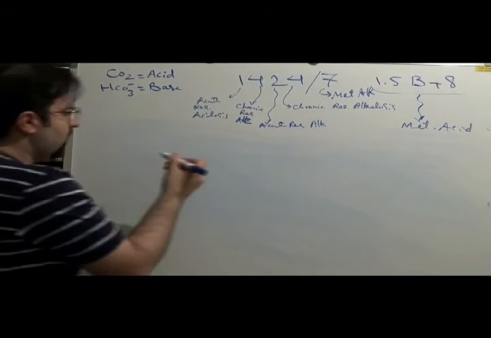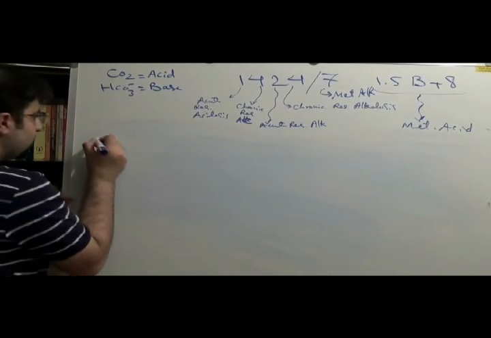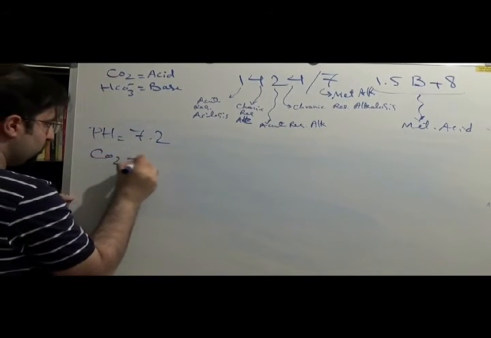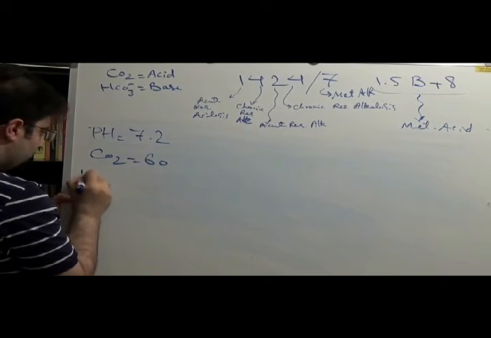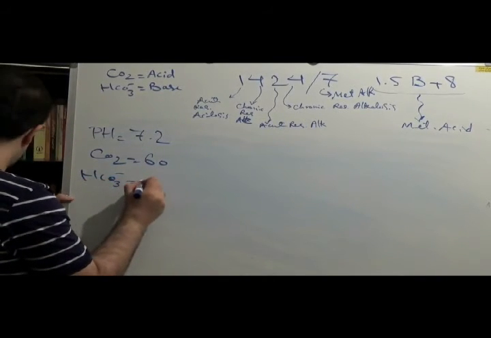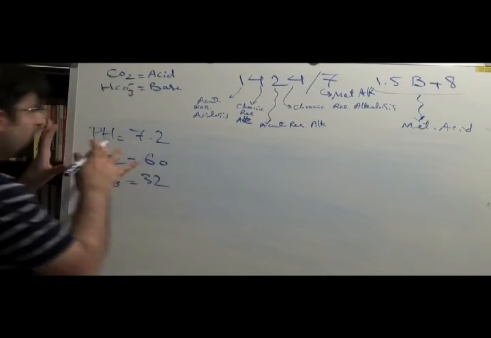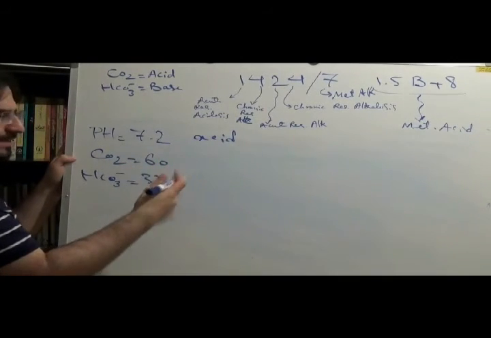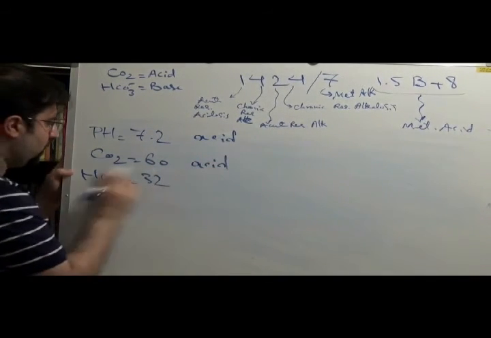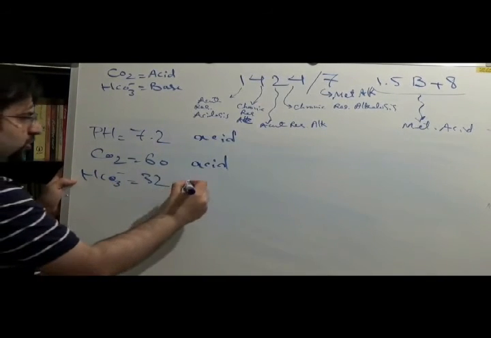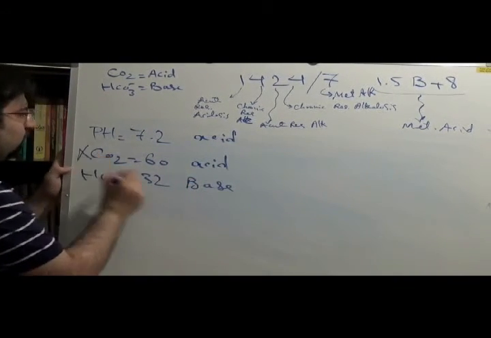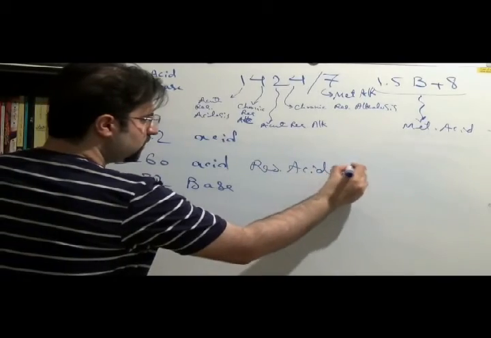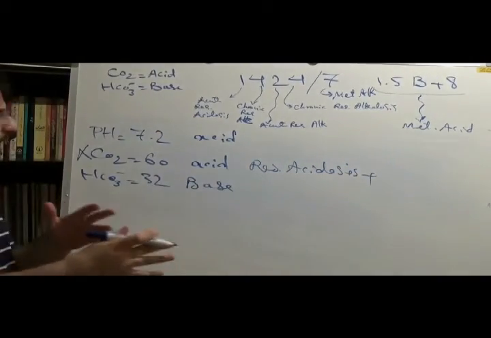Thank you. The last example is pH equal to 7.2, CO2 is equal to 60, HCO3 minus is equal to 32. Look at the pH. pH is acidic. CO2 is increased, so we have acid here. And base is increased, so we have base here. So the culprit is CO2, so we have respiratory acidosis, plus something.